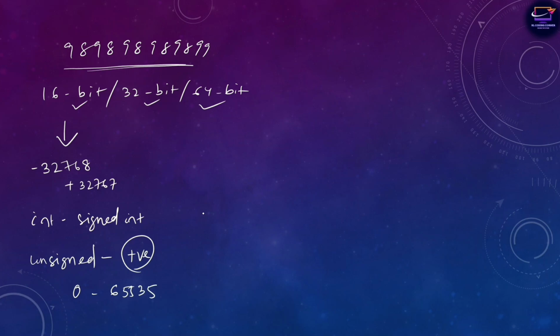65535. It is the unsigned integer range, right? So you can take numbers between this range only for a 16-bit machine. The range will vary for 32-bit and 64-bit machines also. Now, what is the memory taken by the integer data type?